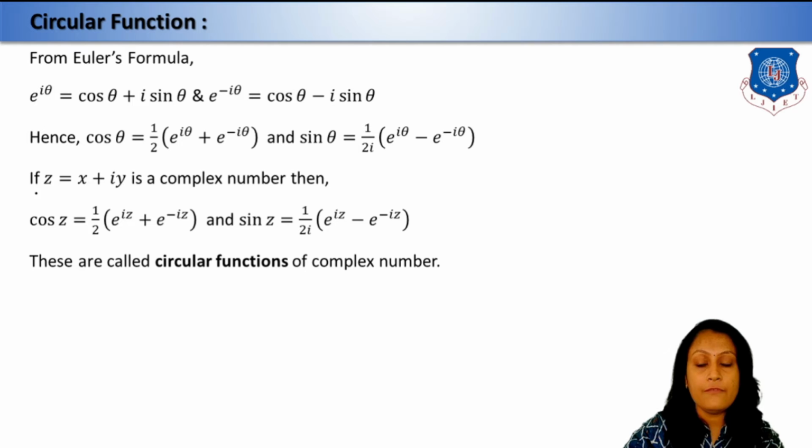Now if z is x plus iy, which is a complex number, then cos z will be e raised to iz plus e raised to minus iz upon 2, and sin z is equal to e raised to iz minus e raised to minus iz upon 2i. These are called circular functions of a complex number.